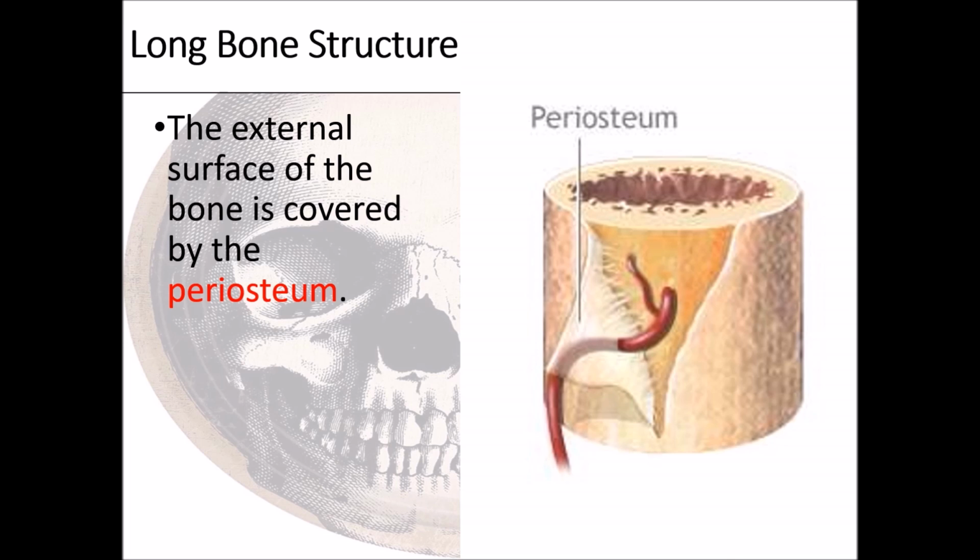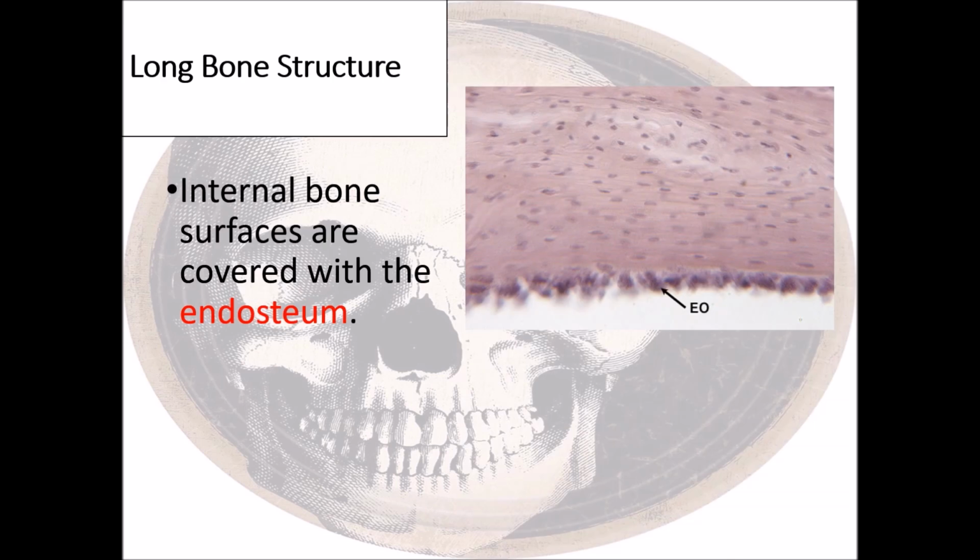Peri means around, like perimeter. So the periosteum, osteo always means what? Bone. So periosteum means it's around the bone. This soft tissue contains a lot of blood vessels, it contains a lot of nerve tissue, and it also contains a certain cell that we'll talk about in a few minutes. The internal bone surface is covered with the same substance, but it's on the inside, so we call it endosteum.